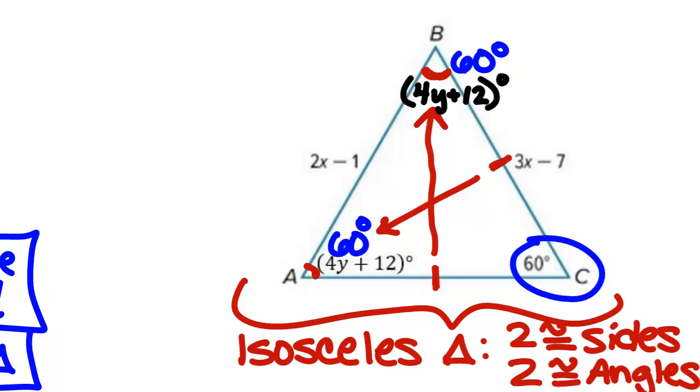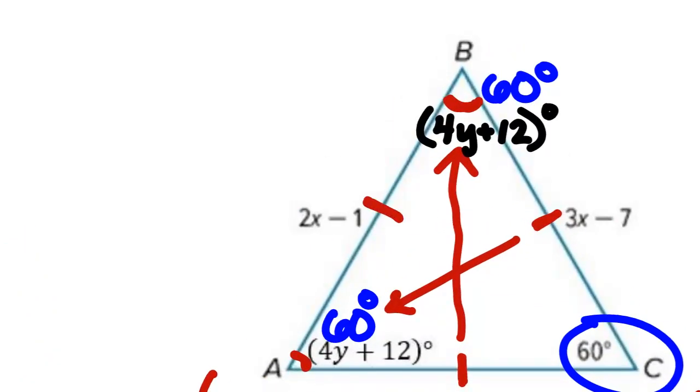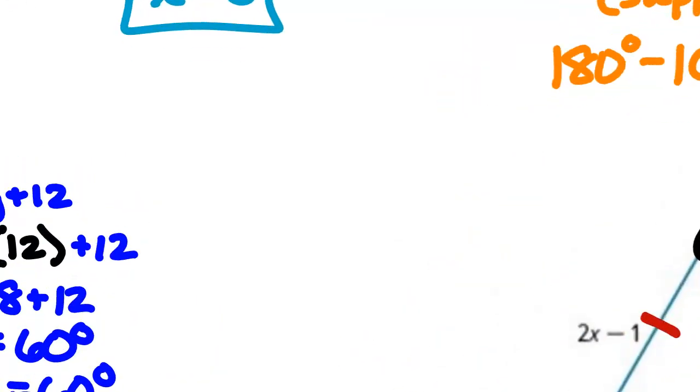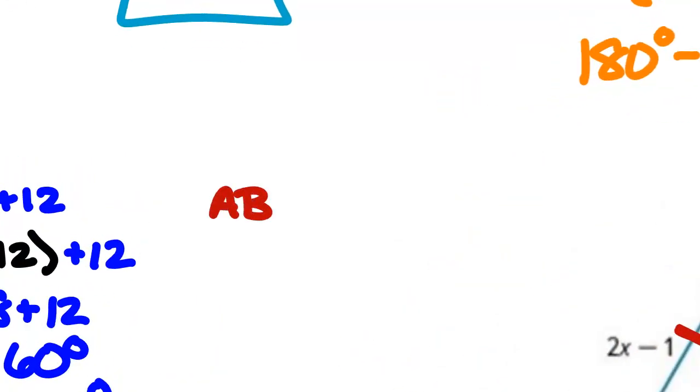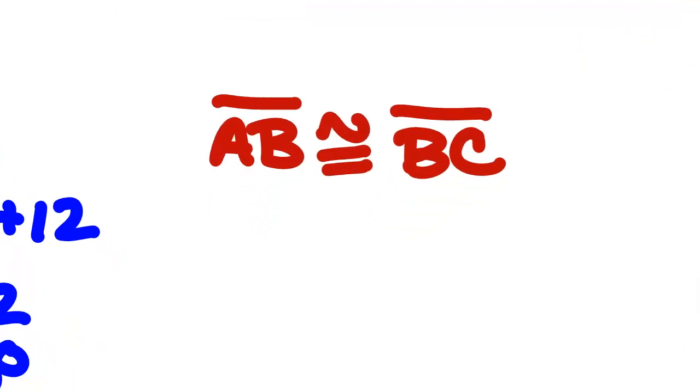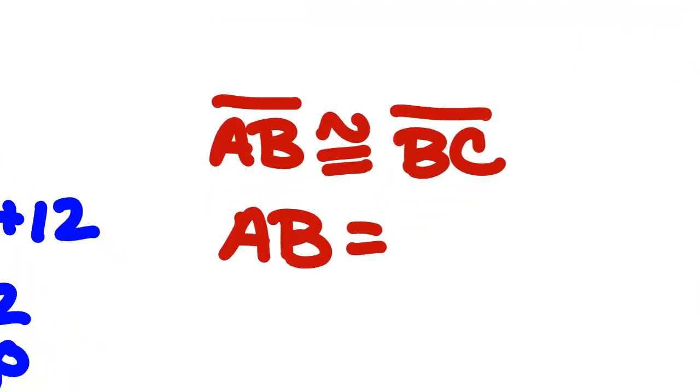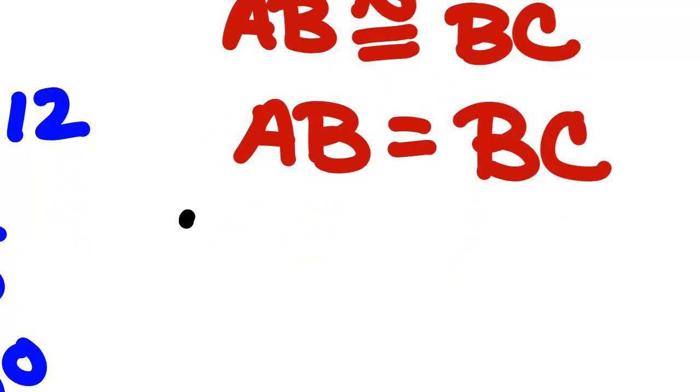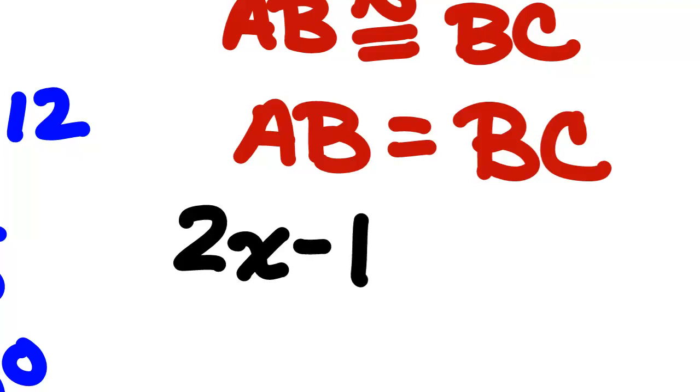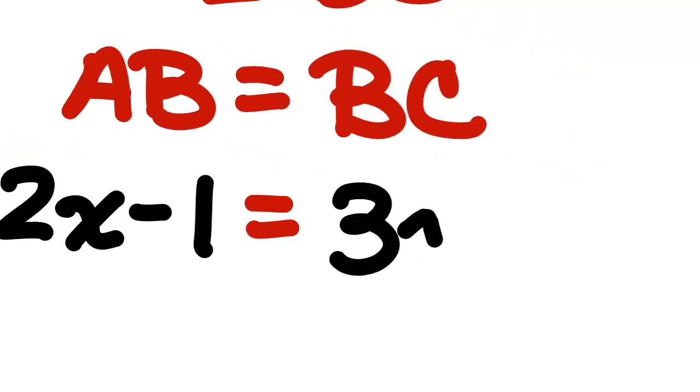So it's not just AC is congruent to BC, but it's also congruent to AB. AB is congruent to BC. And what can I do with things that are congruent? Set them equal to each other. AB is equal to BC. AB is 2x minus 1. BC is 3x minus 7.